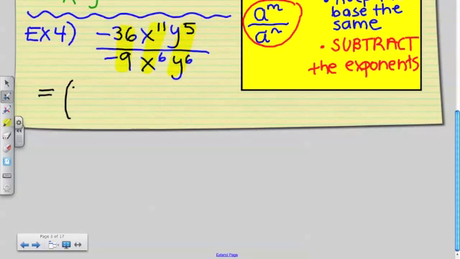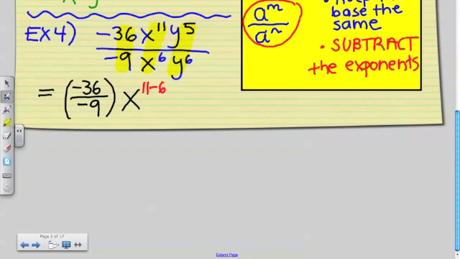As, first of all, negative 36 divided by negative 9. Those are common. And then with my x variables, I'm going to keep my base the same, start from the numerator, and subtract the exponent. So 11 minus 6.